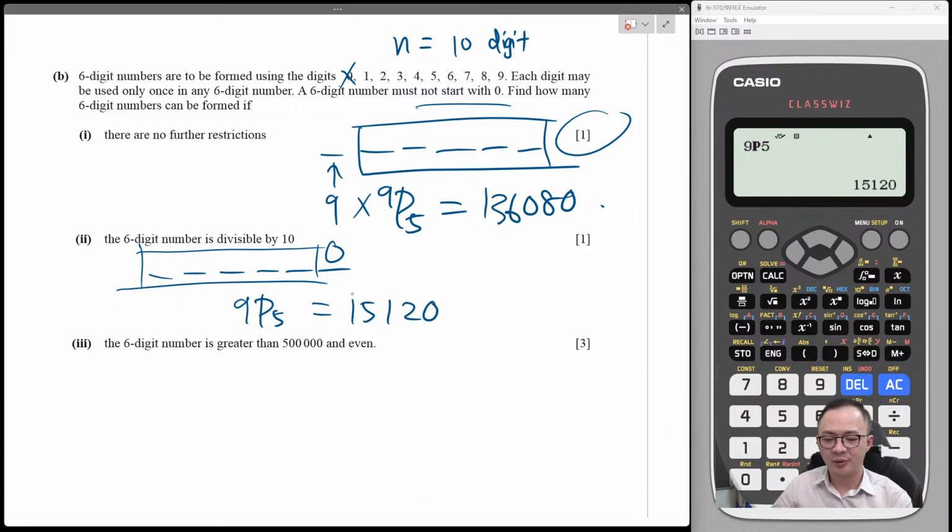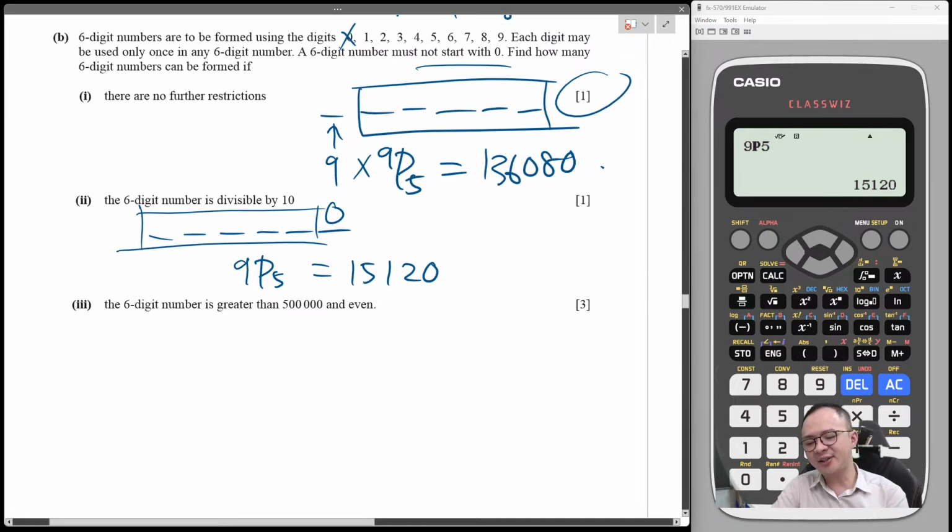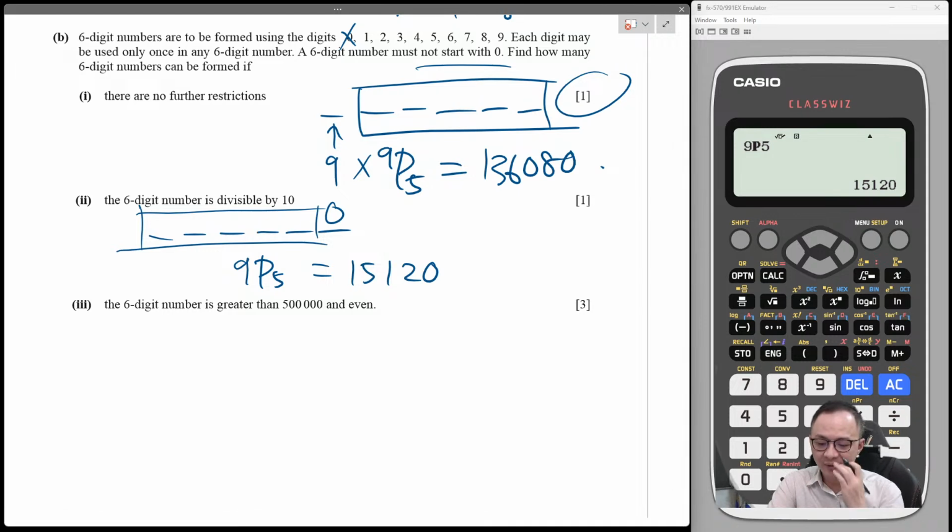15120. Yeah, 9 number I choose because it must be divisible by 10, right? If divisible by 5, then it can be 0 and 5. But then this one can be only 0. Okay, 6 digits is greater than 5 for 100,000 and must be even. Okay, this one 3 mark. That means here I can put 5, 6, 7, 8, 9.